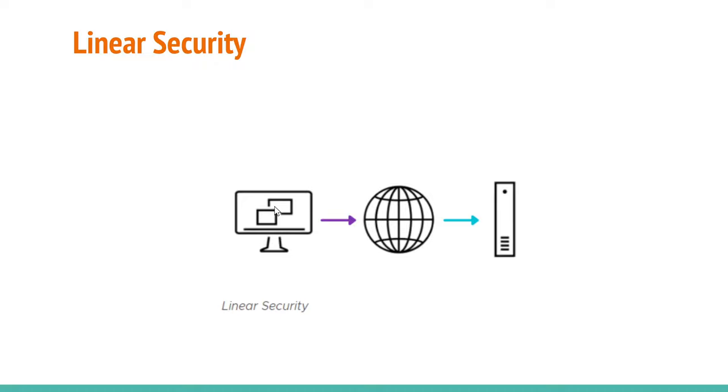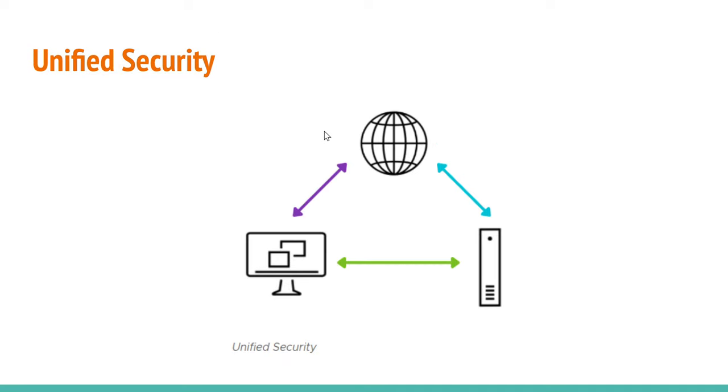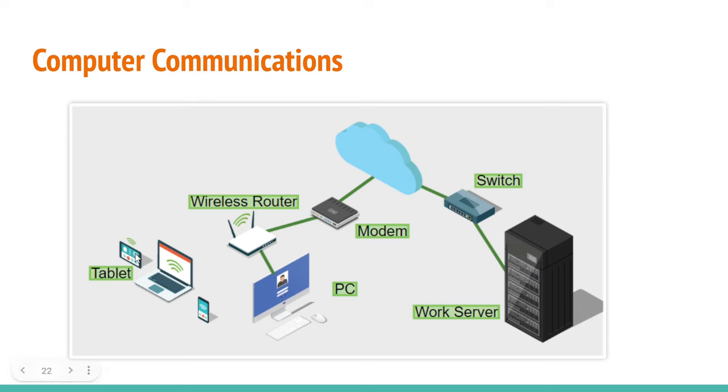Linear security, which follows the desktop, Wi-Fi, and the unified security, which follows a triangular form. Computer communications: tablet, wireless router, modem, PC, network server, and switch.